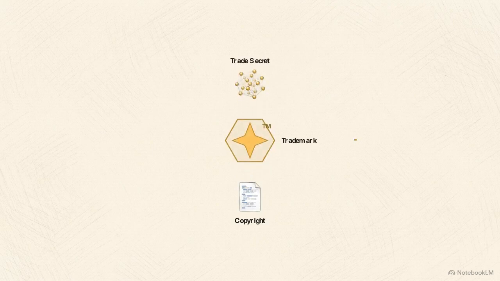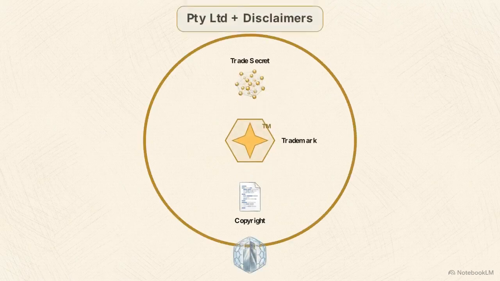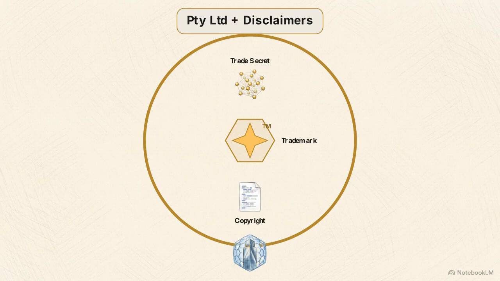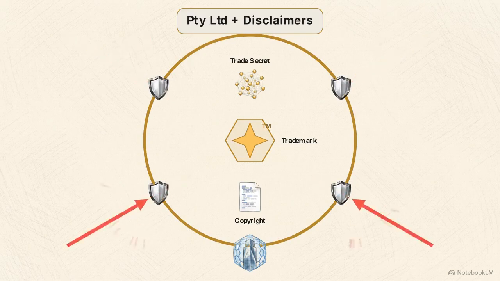This master diagram visualizes our merged methodologies. The proprietary limited company's outer barrier envelops the copyrighted code, trademarked brand, and NDA-gated algorithm. This unified stack operates defensively. The Pty Ltd holds the trademark and copyright, enforces trade secret NDAs, and absorbs user liability.